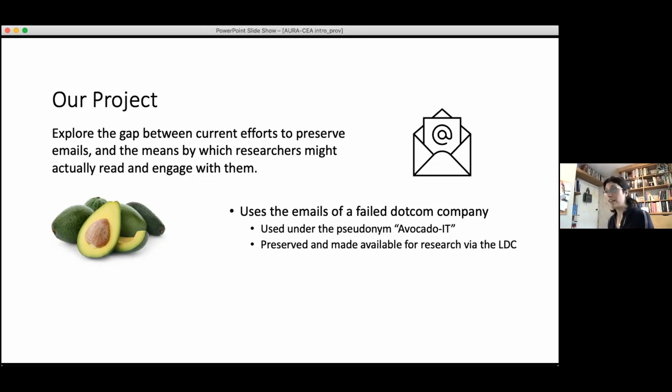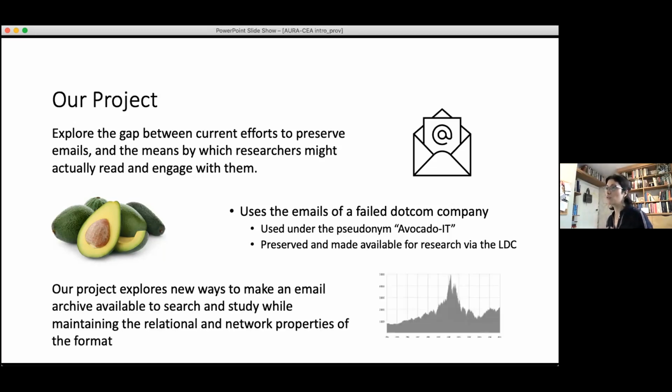It is partly available through the Linguistic Data Consortium, but I'm sure many of you are aware that the Linguistic Data Consortium supports a type of research often known as non-consumptive. So it's not the kind of research where people would actually go and read an email and have a sense of the content. It's much more about the structural elements or the wording in those emails. So we wanted to really look at different ways of exploring email archives for search and study, where we are still interested in the content.